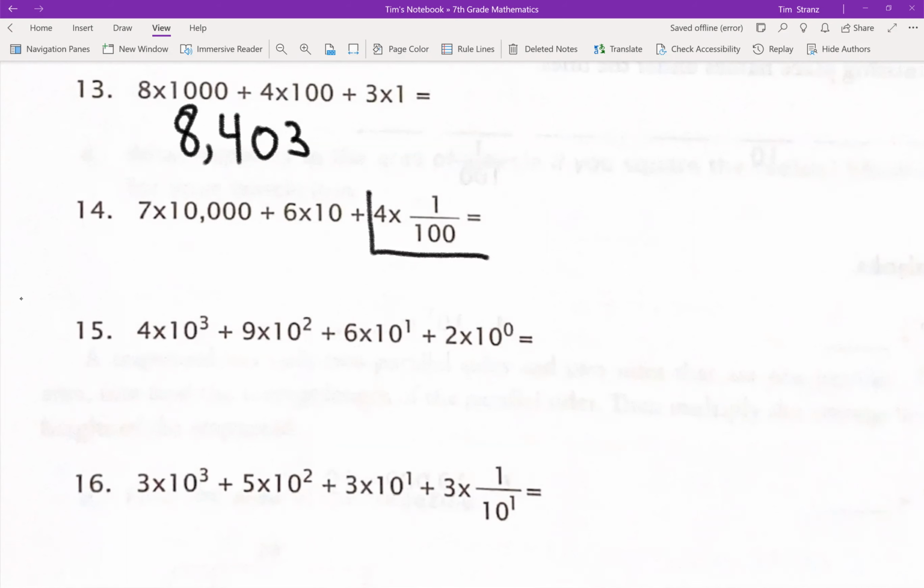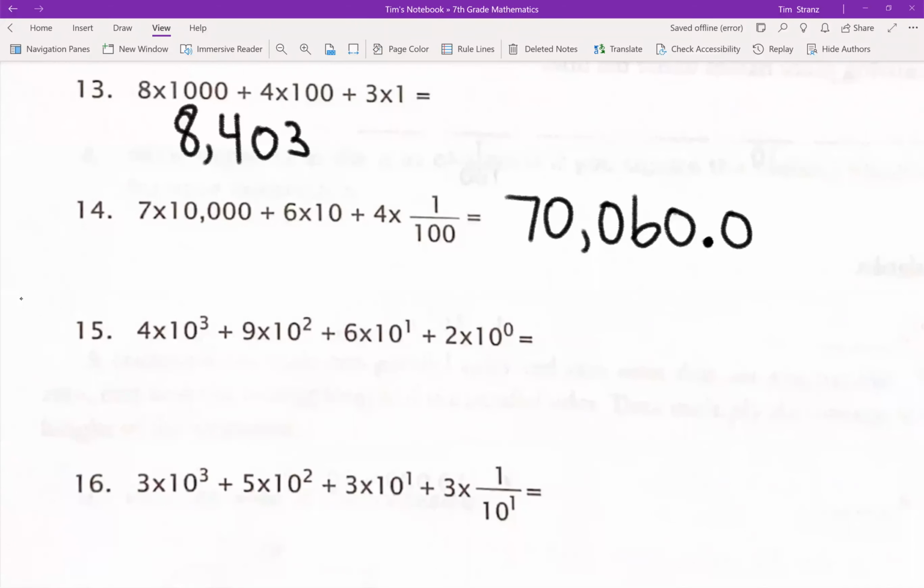Okay, number 14, we got 7 times 10,000 plus 6 times 10 plus 4 times 1 over 100. Okay, so when we start seeing fractions here at the end, that means that you're going to have a decimal in your answer. So 7 times 10,000 is going to give us 70,000. Okay, plus 6 times 10 is going to give us 60. So there's nothing in the hundreds place. But we have 60 in the tens place. We have nothing in the ones place. Okay, now we have a fraction. 4 times 1 over 100 means I'm going to have a decimal. Okay, and the hundredths place means it's going to be the second one. So there's nothing in the tenths place. And then there's going to be a 4 in the hundredths place.